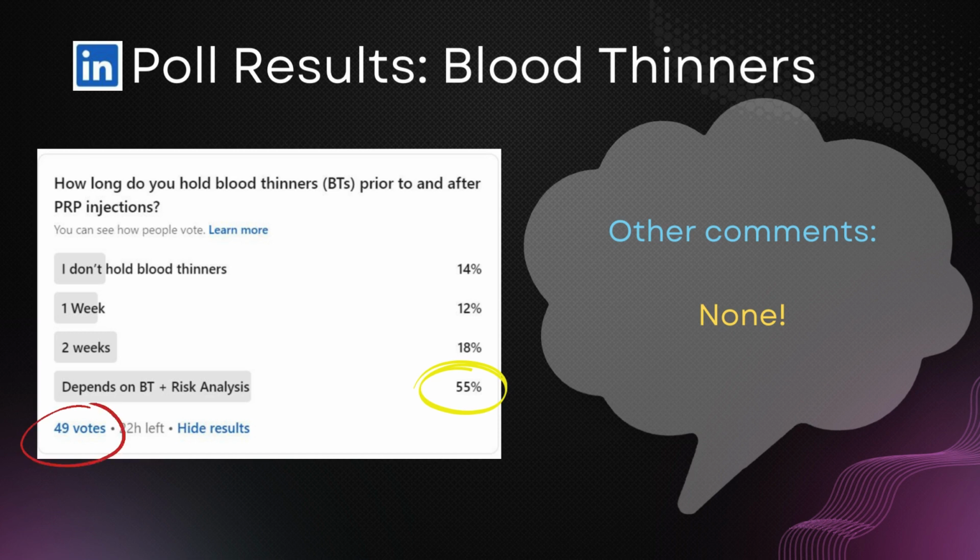It seems that most respondents in this final poll are thinking pretty conservatively, with only 30% supporting the routine discontinuation of blood thinners before PRP procedures.